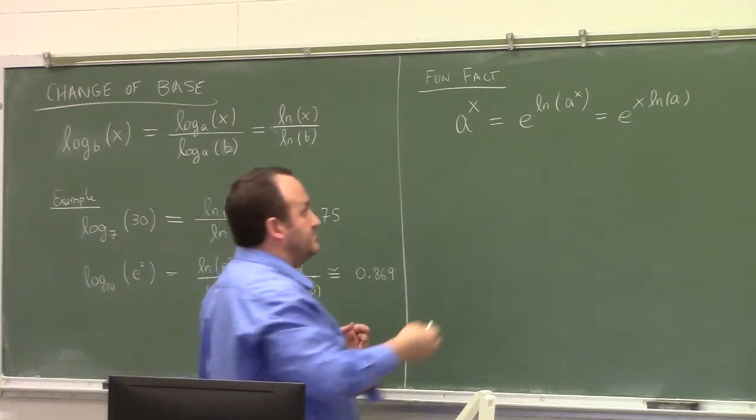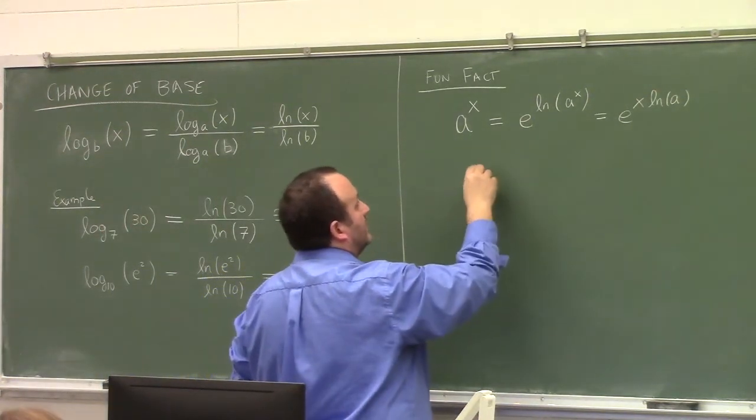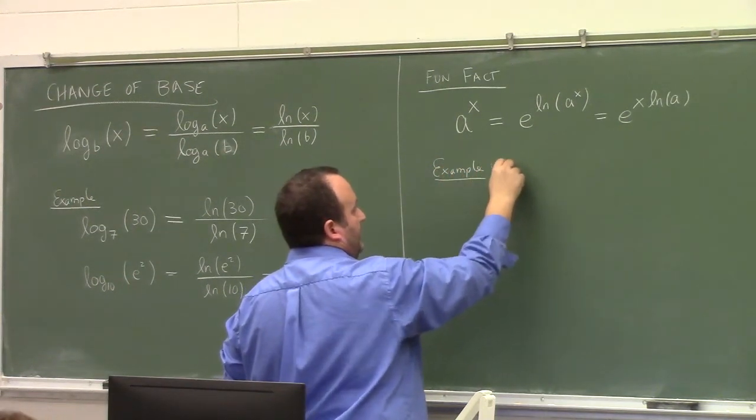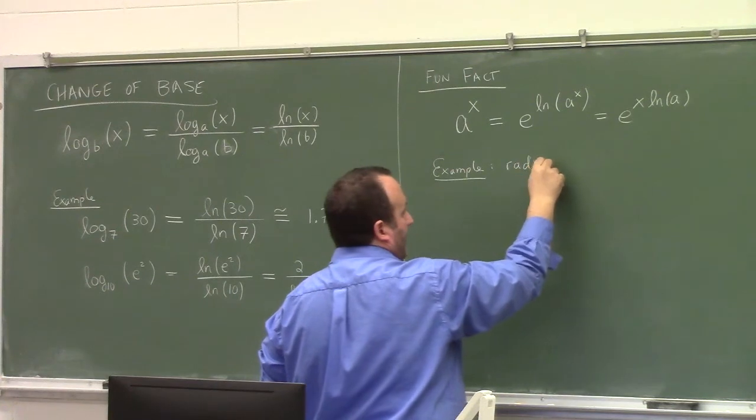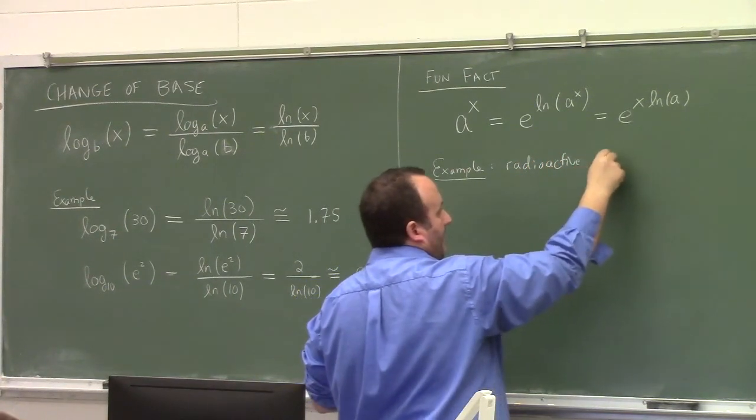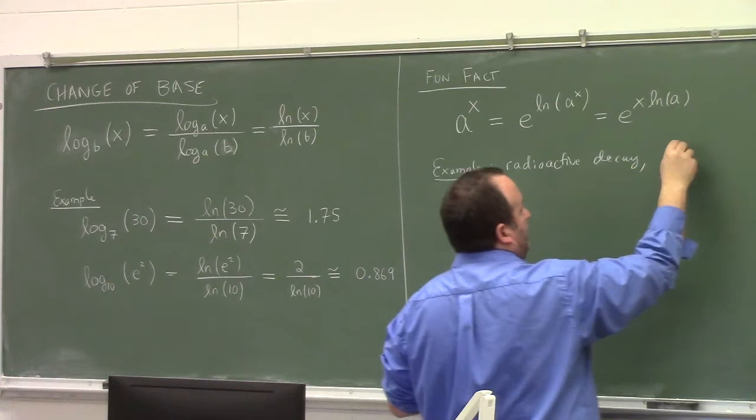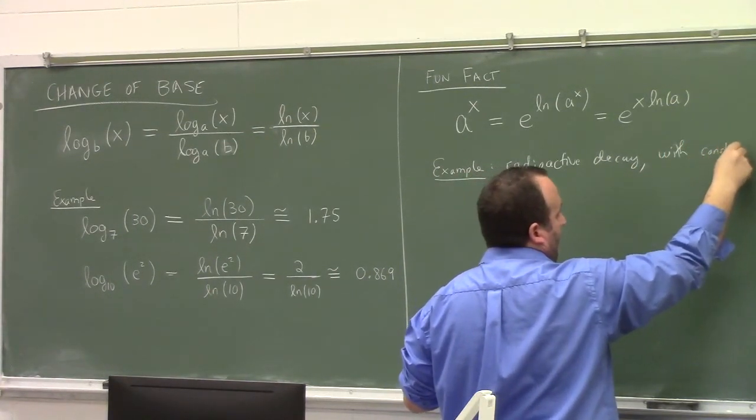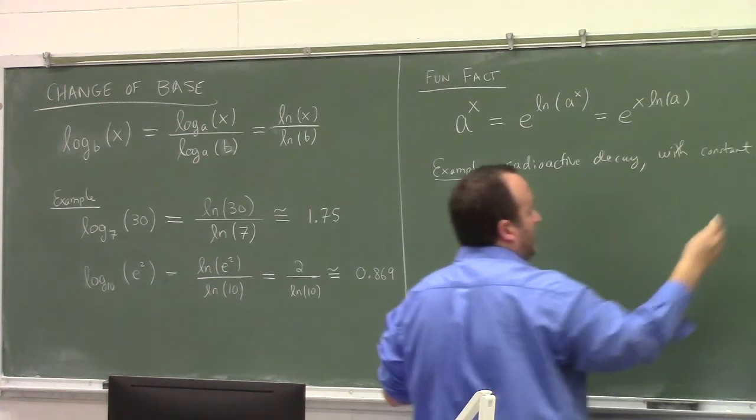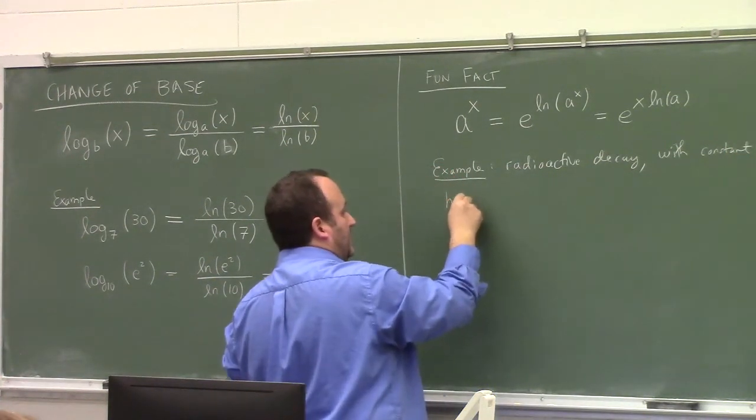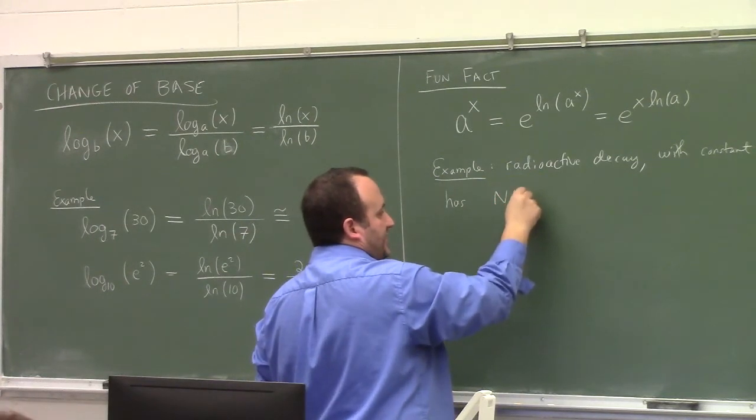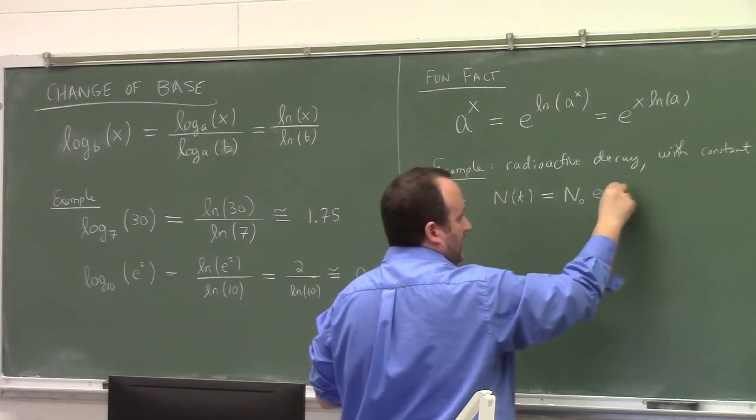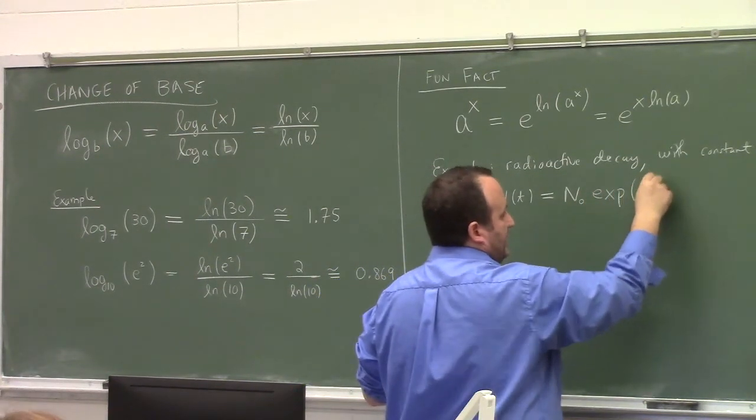So, for example, radioactive decay with constant k has the number of particles at time t, N of t, equal to the number of particles at time 0 times the exponential of minus k times the time.